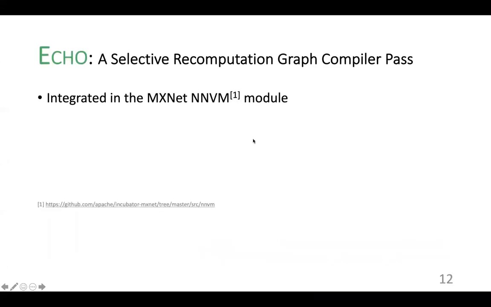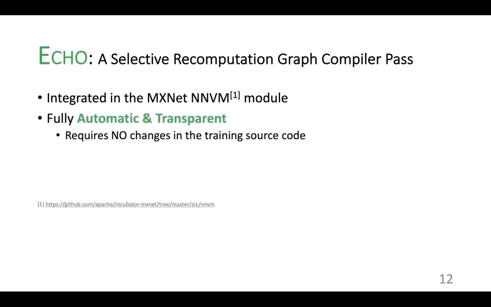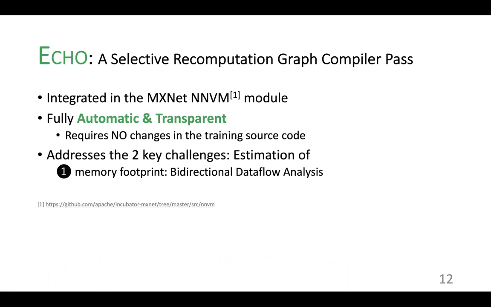From those two key observations, we propose ECHO, a selective recomputation graph compiler pass that is integrated in the MXNet NNVM submodule. ECHO is fully automatic and transparent. It requires no changes in the training source code. ECHO addresses the two key challenges that we had described previously by using a bidirectional data flow analysis approach and layer-specific optimizations.